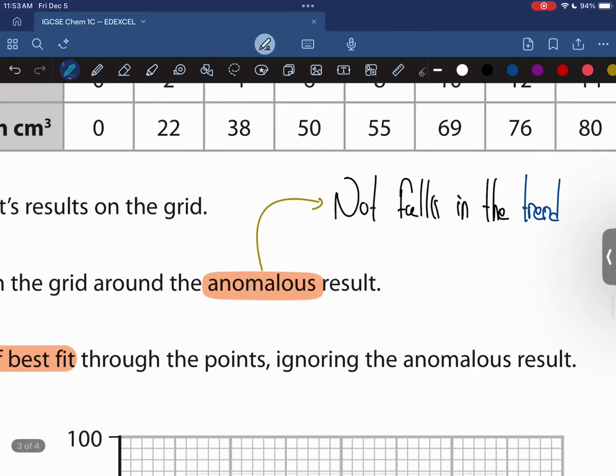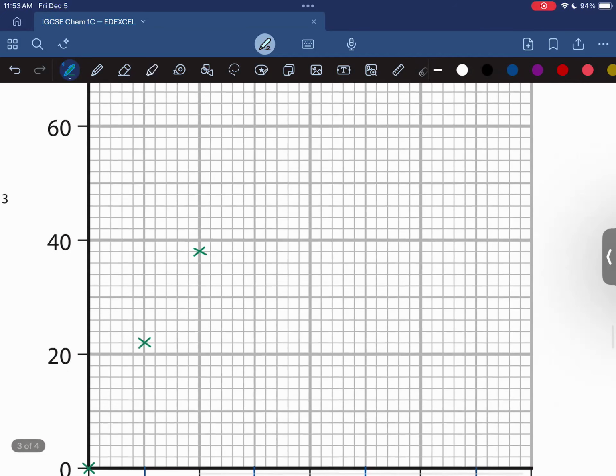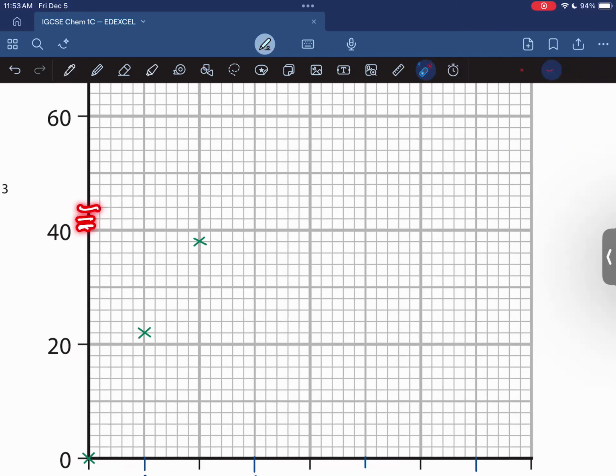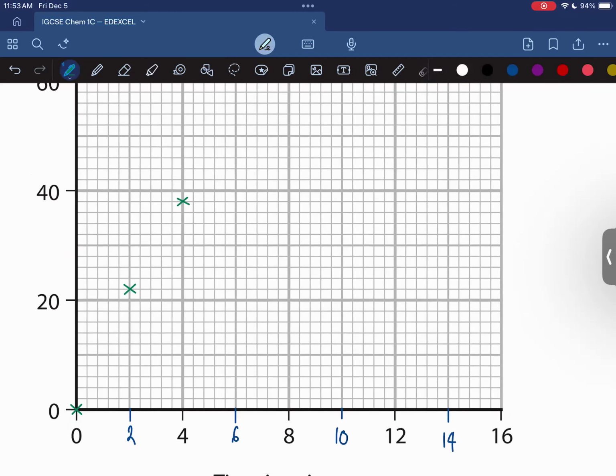For 6, this is going to be 50. This is 40, 42, 44, 46, 48, 50. So for 6, this is going to be 50.